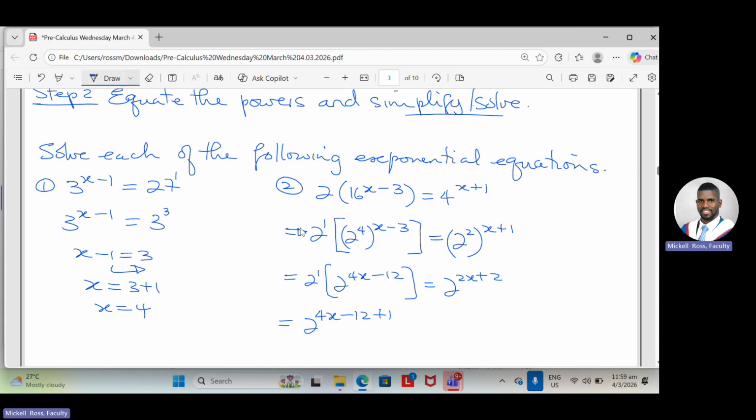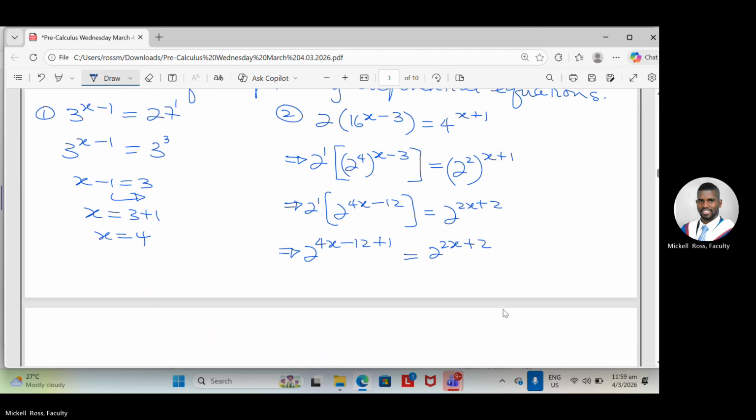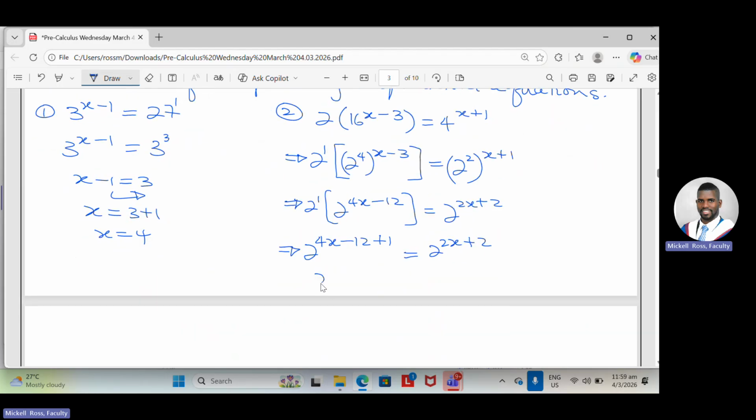Well, let me just change it to an arrow because I don't want to write the equation with 2 equal signs. So what we're going to have is 2 to the power of 4x minus 11 equal to 2 to the 2x plus 2. Right here, we can clearly identify the bases are the same. So all we need to do is to go ahead and solve.